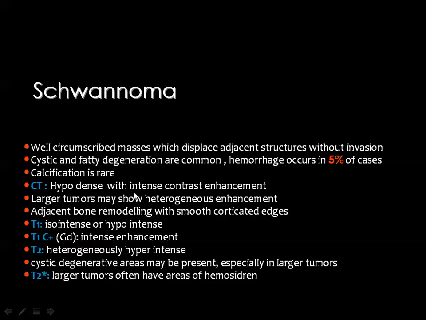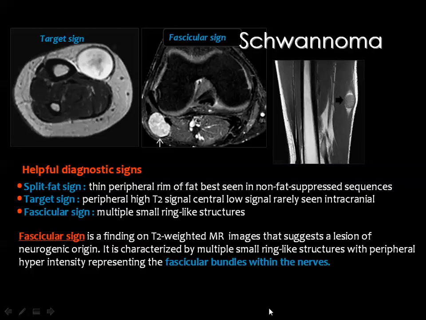CT will show a hypodense mass because of the cystic changes. A large tumor may show heterogeneous enhancement, and if the adjacent bone shows some smooth indentations or scalloping, this is a benign lesion. In the T1, it is hypointense or isointense. It will enhance after contrast injection. T2 hyperintensity, the cystic changes will appear high signal, and the T2 star or gradient images may show blooming due to the presence of hemosiderin due to hemorrhage inside the tumor.